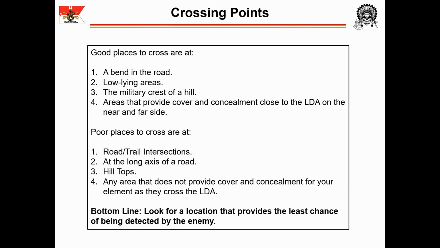Good crossing points include bends in the road, low-lying areas, the military crests of hills, and any area that can provide cover and concealment on both near and far sides. Conversely, poor places to cross the LDA are at road or trail intersections, at the long axis of a road, on hilltops, or any area where cover and concealment are insufficient.